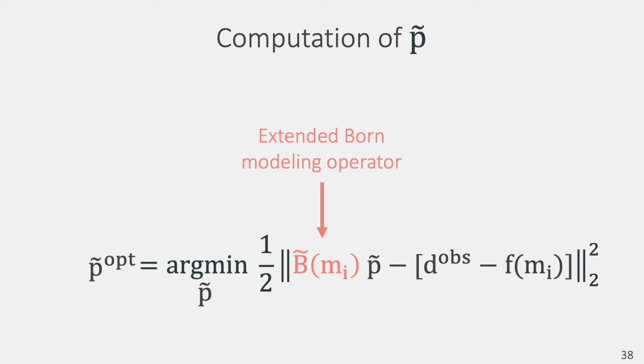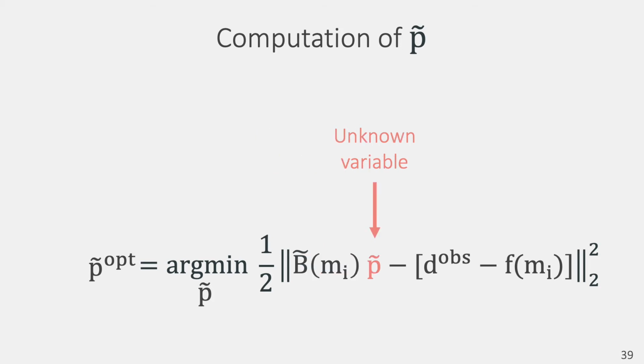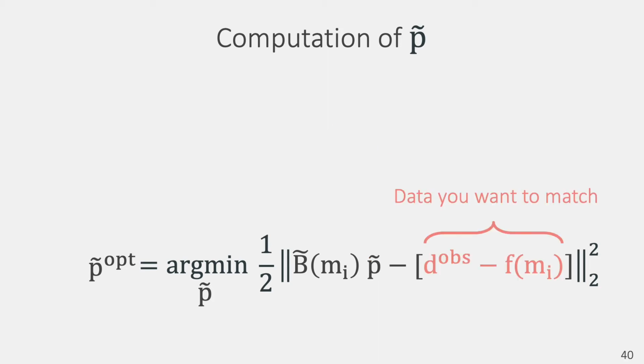Now let's take a closer look at the different terms involved in this objective function. So first, we have our Born extended modeling operator, b tilde. Then we have our unknown variable, p tilde. And finally, we have our data misfit that we want to match. And note that throughout the computation of p tilde optimal, this term stays constant. I want to spend more time analyzing this minimization problem.